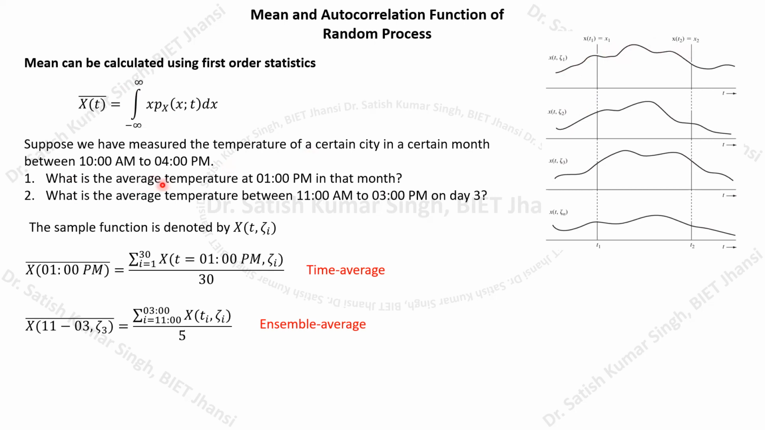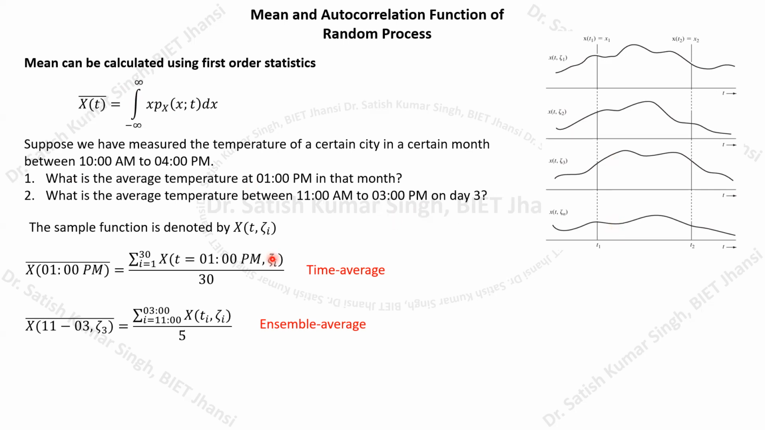So if I ask what is the average temperature at 1 p.m. in that month, then how do we get this average value? To get it, we have to take the temperature data at 1 p.m. every day. For all 30 days, we have to take this data and then average it out. So it must be averaged over 30 days, right? So how to do that?